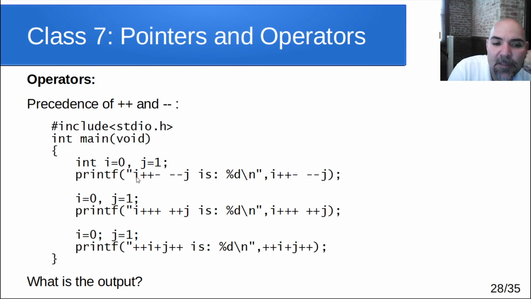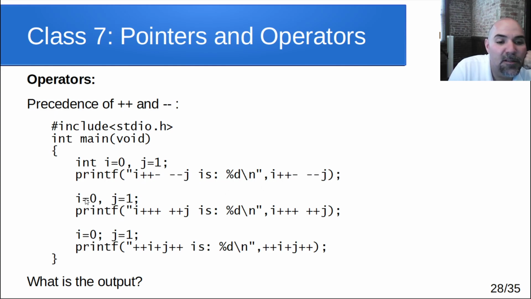So i, that's evaluating before it's incremented, so that's going to be 0, minus minus minus j. So this is going to be a 0 here, and then we're subtracting from that minus minus j, but that's going to subtract first before it gives a value, so that's going to be 0. So we're going to say essentially 0 minus 0, we should get 0 from that first one.